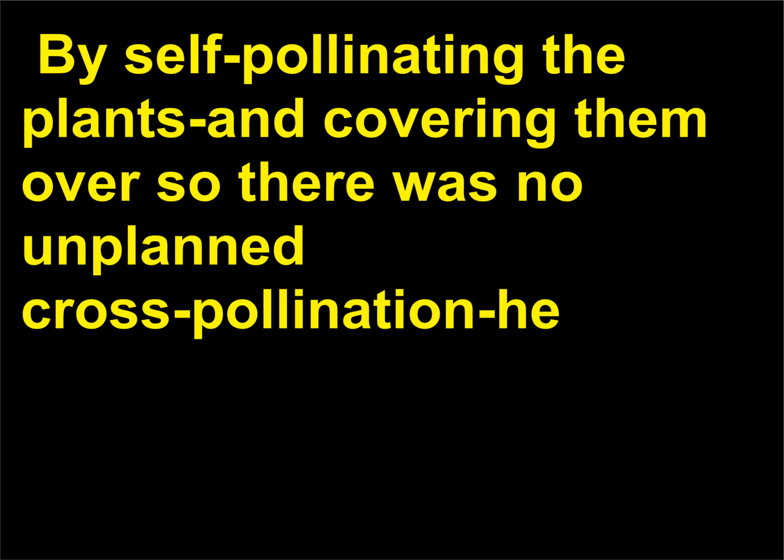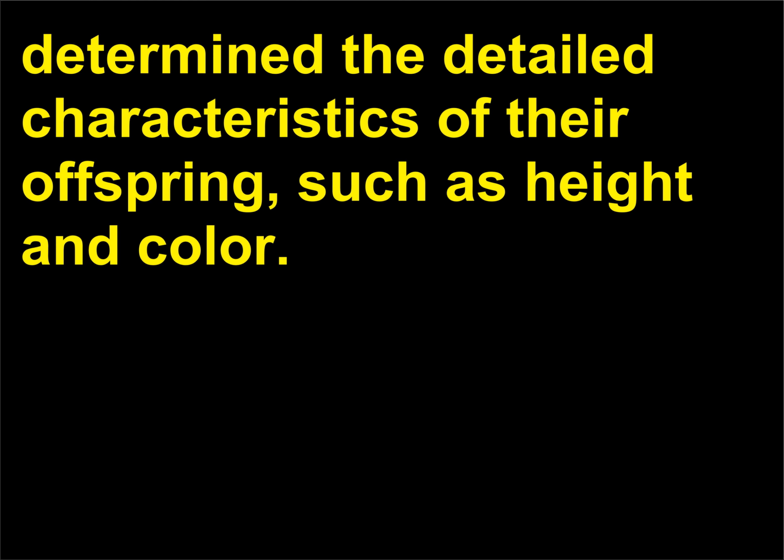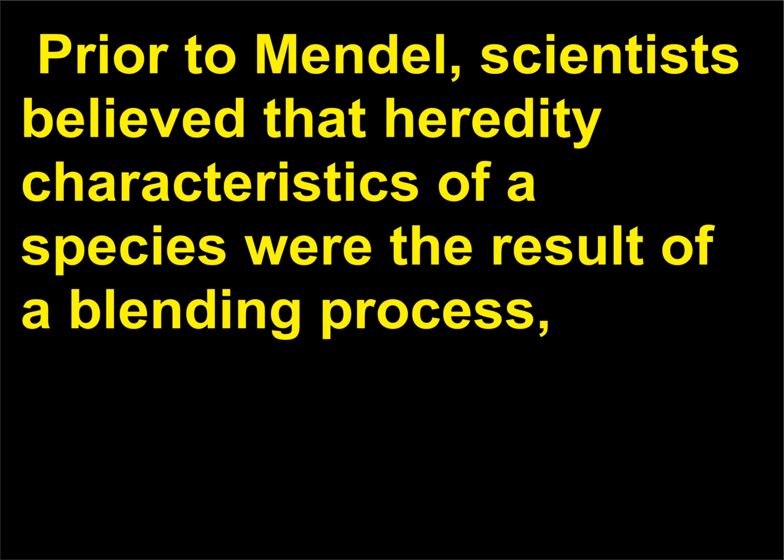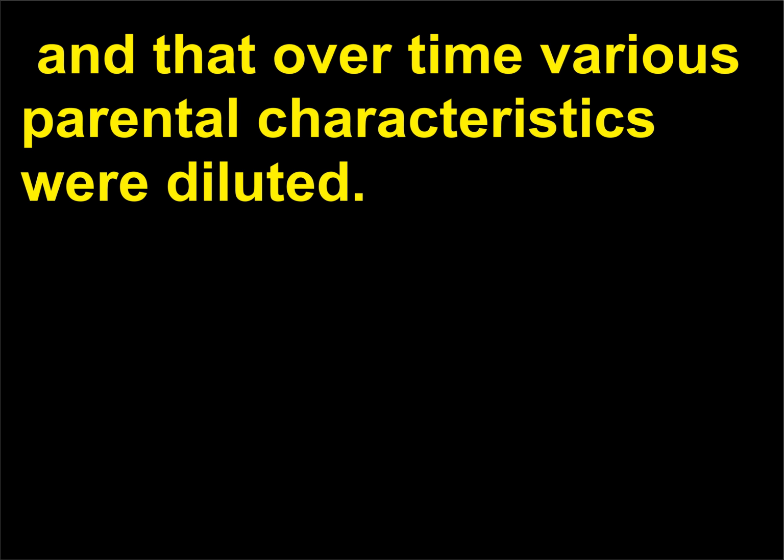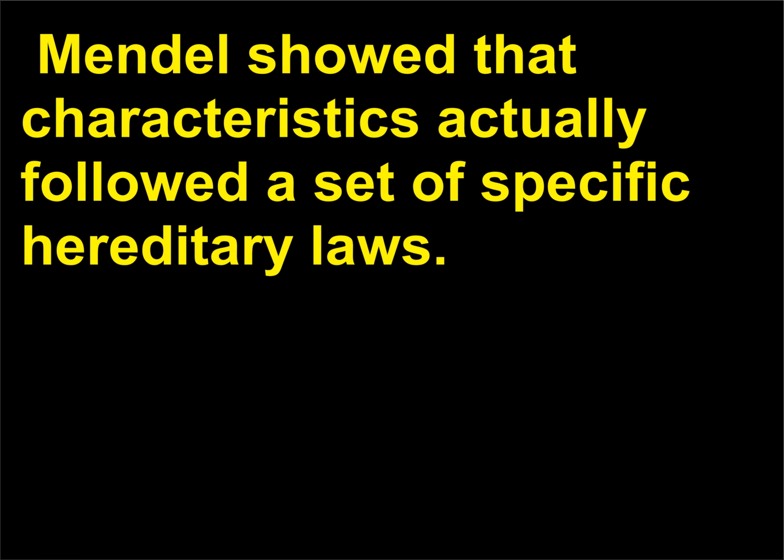By self-pollinating the plants and covering them over so there was no unplanned cross-pollination, he determined the detailed characteristics of their offspring, such as height and color. Prior to Mendel, scientists believed that heredity characteristics of a species were the result of a blending process, and that over time various parental characteristics were diluted. Mendel showed that characteristics actually followed a set of specific hereditary laws.